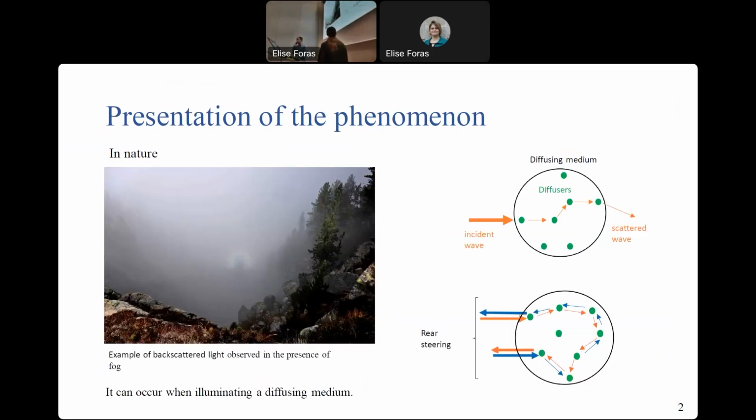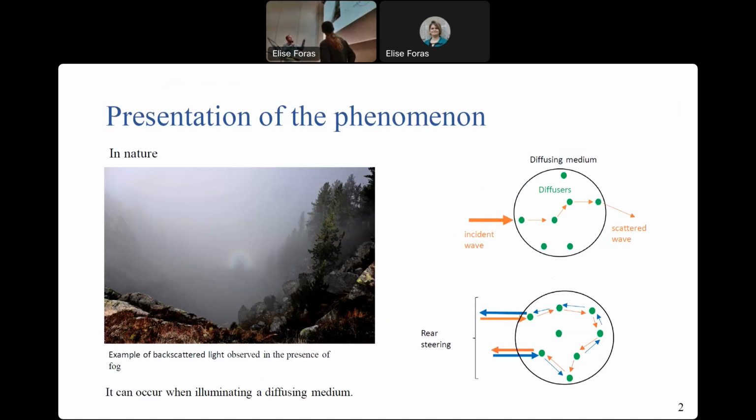So first, let's talk about this in nature, because this phenomenon can occur in nature. Right here, there is an example of backscattered light, which was formed in the fog, because this phenomenon occurs when some light comes on a diffusing medium. And as you can see, there is a luminous halo in the middle, and the shadow of the photographer in the middle of this halo, because he was just in front of the source, which is the sun.